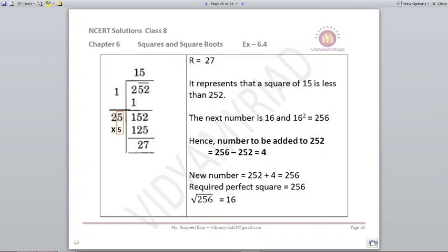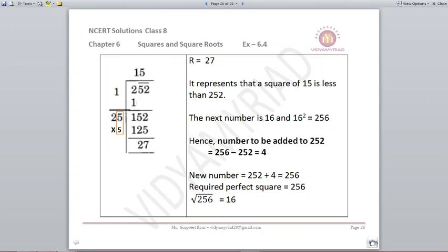Next number, 252. So 52 is one pair and 2 is another. We will try with 1 into 1. It will come 2 minus 1 is 1. I will bring down 52 and 1 plus 1 is 2. So I will go nearby 152, that is 25 into 5 gives me 125 and remainder comes as 27.